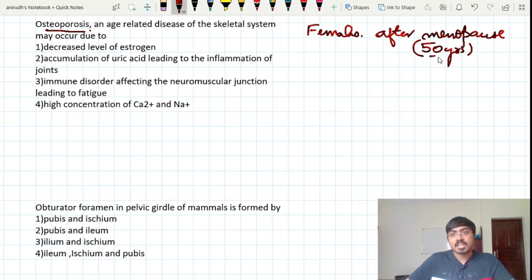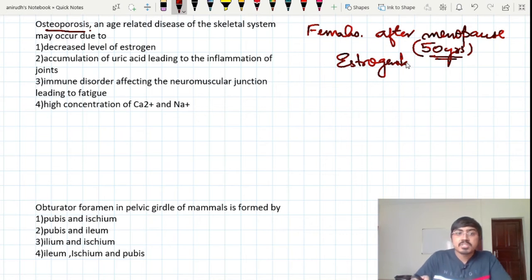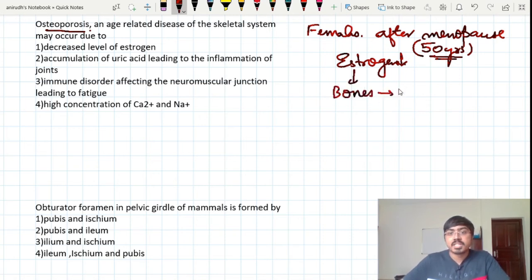So after 50 years, what will happen? The estrogen levels will decrease. When estrogen is decreasing, the bone becomes fragile, because you know estrogen is required for bone integrity. So if the bones are becoming fragile, then there is an increased chance of fractures.